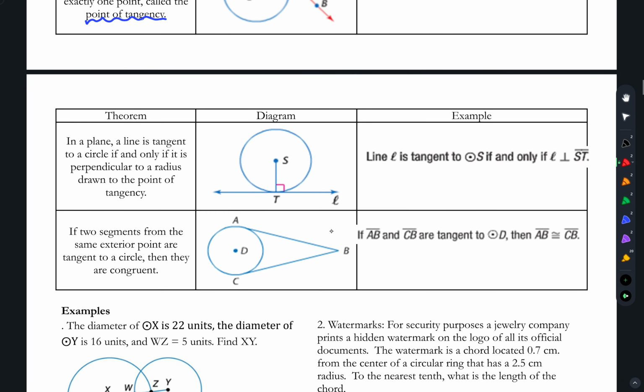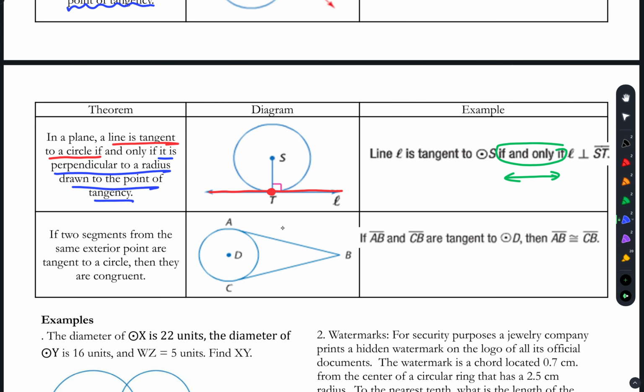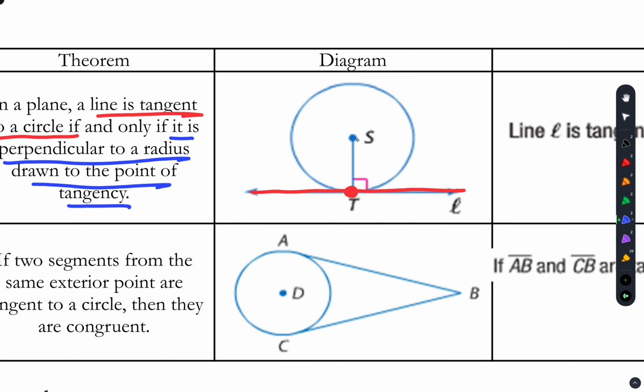So let's do this hypothesis and conclusion. It says line L is tangent to a circle. So here's my line, tangent to my circle. It bounces off at that one point T. If and only if, meaning it goes both ways, it is perpendicular to a radius at the point of tangency. So that point of tangency T, we're going to form that perpendicular line.